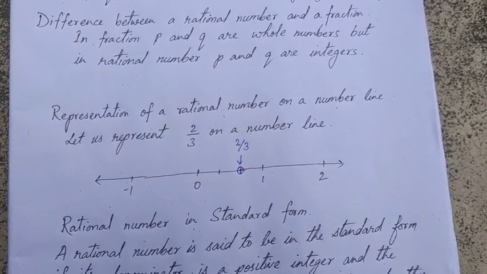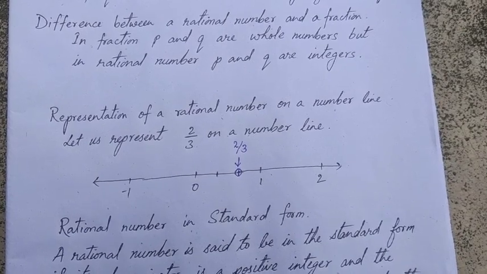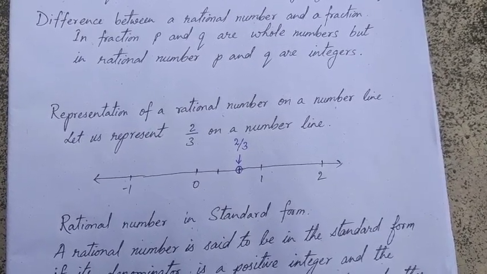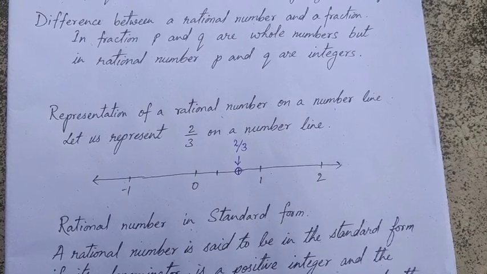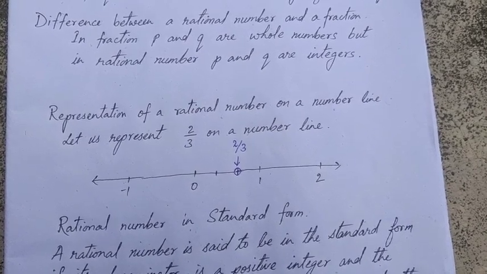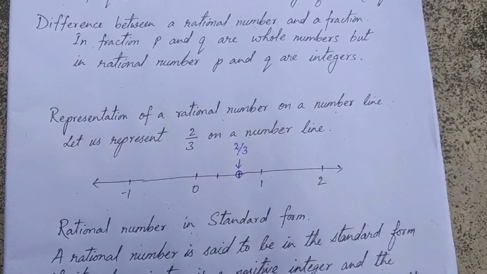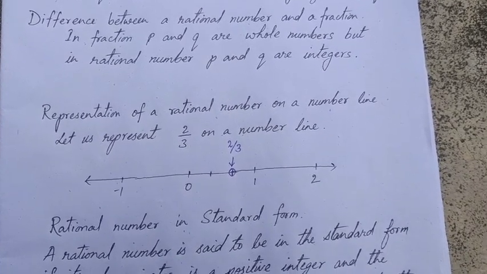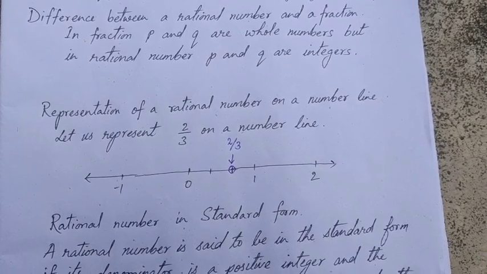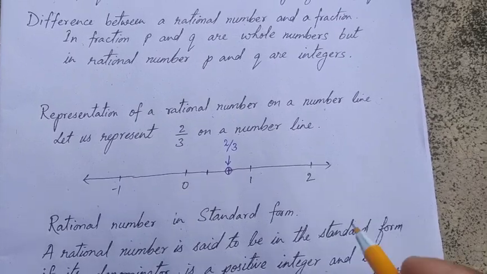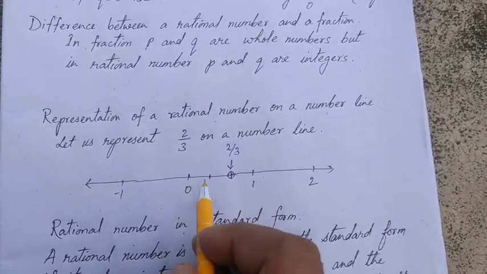Now 2 by 3 is a proper fraction. Why? Because the numerator is smaller than the denominator. Now one thing we have to keep in mind, that proper fraction always lies between 0 and 1, because it is always less than 1. Next we have to check the denominator. What is the denominator? In this case it is 3. So we have to make 3 partitions between 0 and 1.